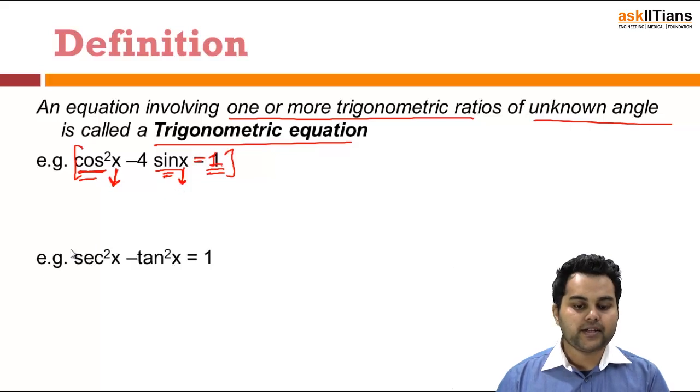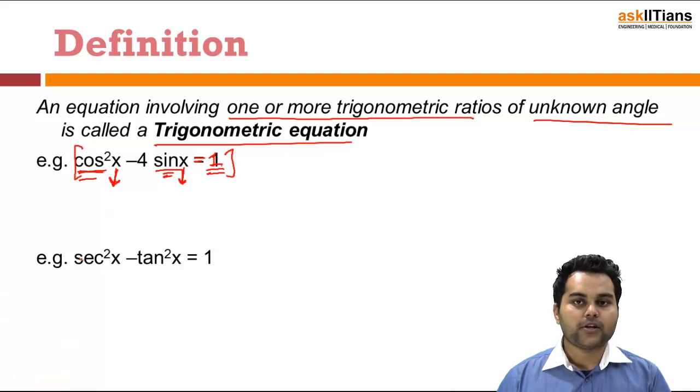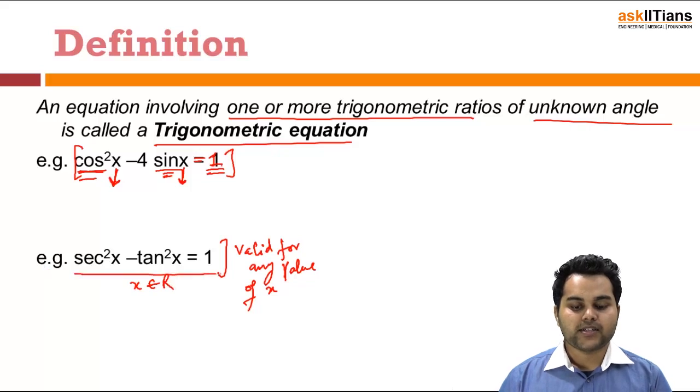The next example I can take is sec square x minus tan square x is equal to 1. You must have already heard this. It's a basic trigonometric identity. Now what's an identity? Identity means it is valid for any value of x. It does not matter what value of x you put in, this equation would be satisfied for all values of the unknown angle.